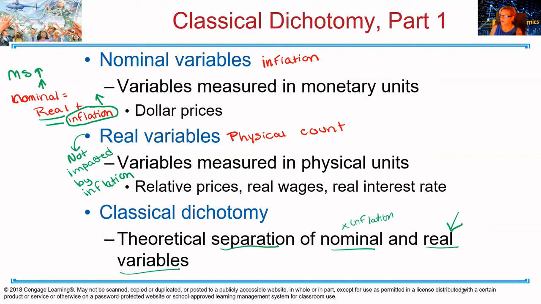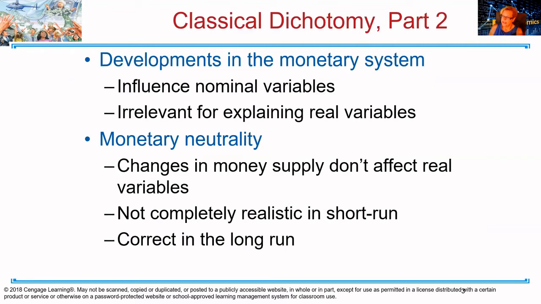Okay. So anytime we have changes in the money supply, either increasing or decreasing, which affect the value of a dollar and the price level, then it changes the nominal variables. But according to Hume and others, they don't affect real variables.